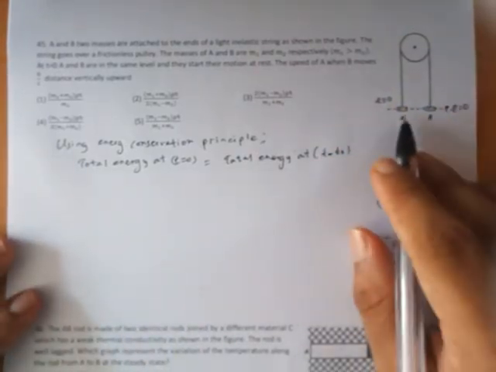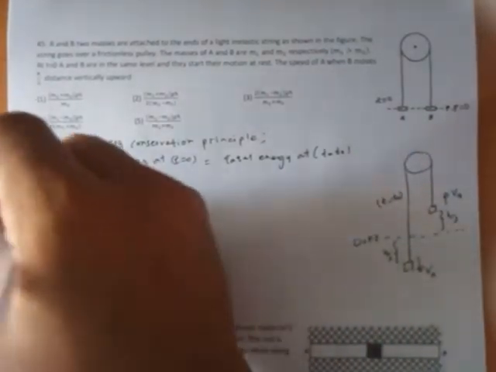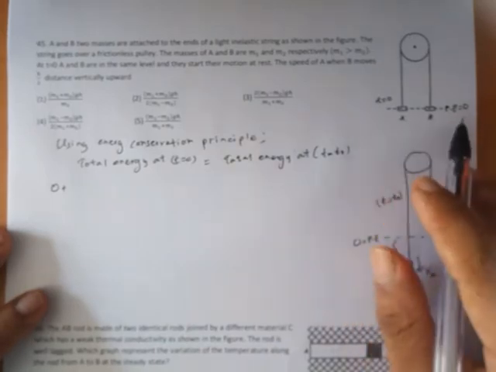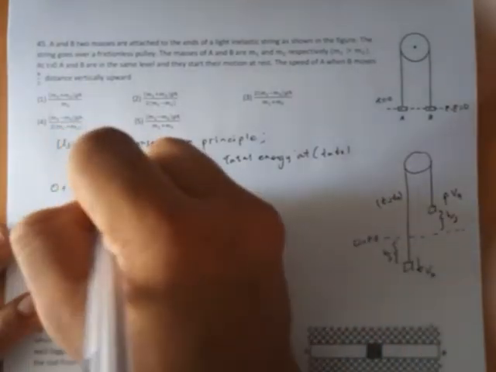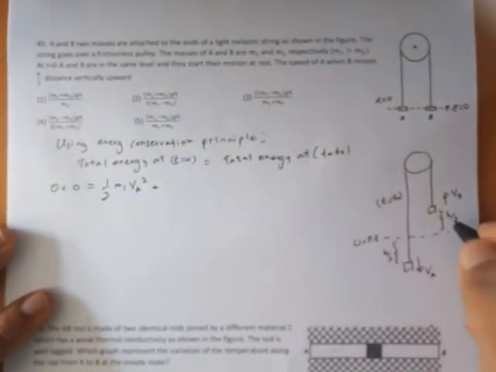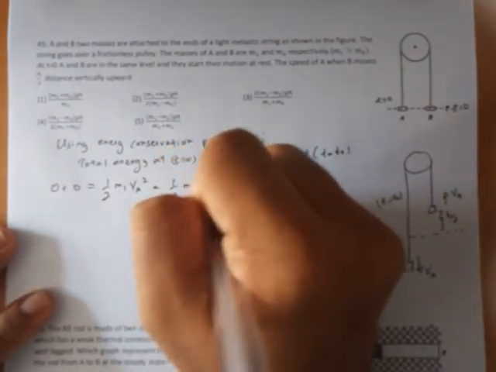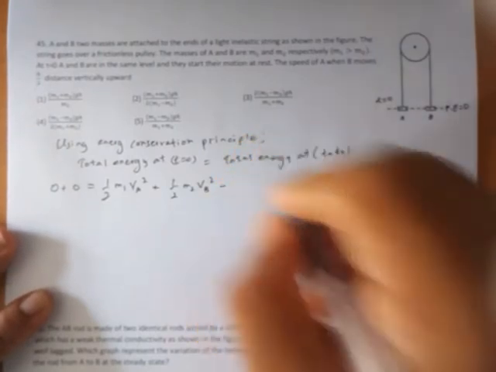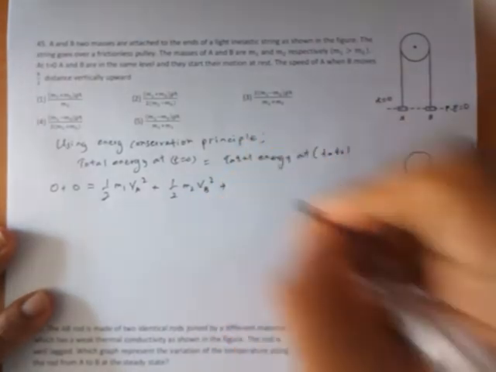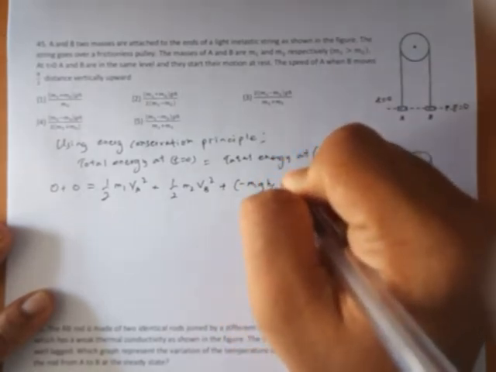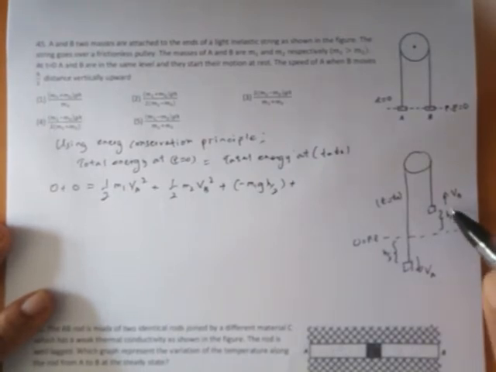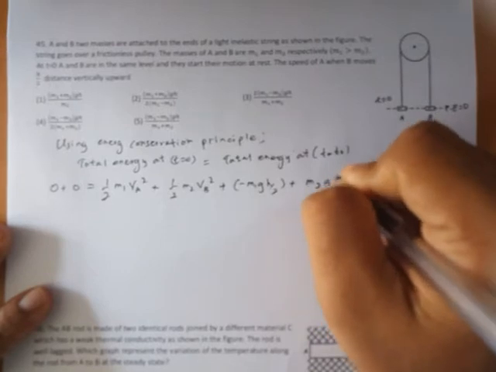Okay, so at t equals 0, the potential energy of both particles is 0, and also both particles, A and B, start their motion at rest, so kinetic energy also 0. This is equal to kinetic energy of A, that is half m1 VA squared, plus kinetic energy of B, half m2 VB squared, plus potential energy of A, which is minus m1 g h over 2, plus the potential energy of B, m2 g h over 2.